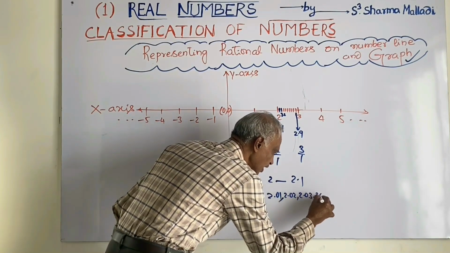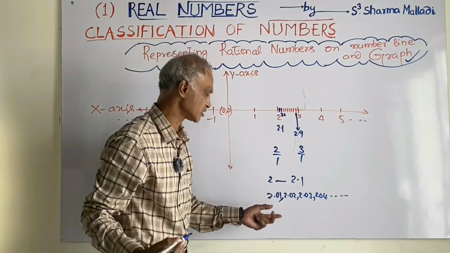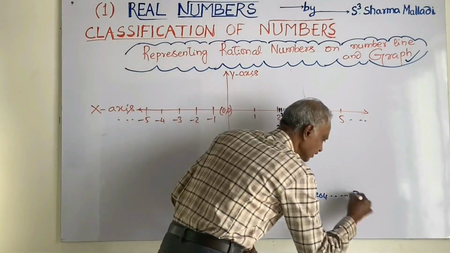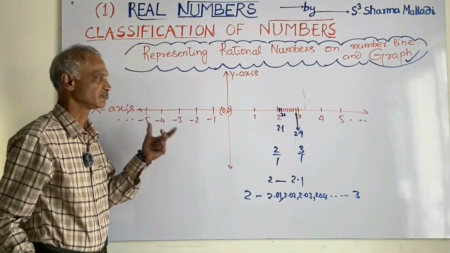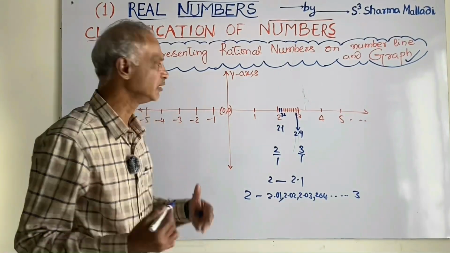2.03, 2.04, like that. There are infinitely many rational numbers between 2 and 3. Like that, there are many rational numbers between 2 and 3. We will take real numbers on the graph.